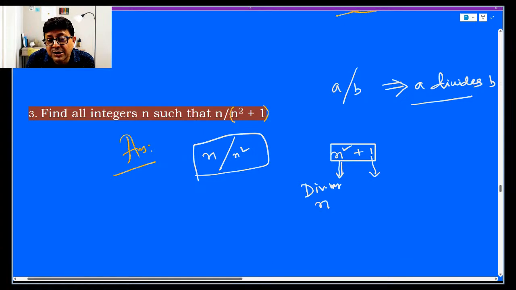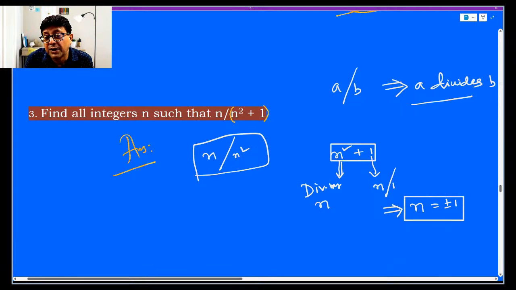This part has to be divisible by n, which means n must divide 1. So what are the integers possible so that n divides 1? This implies that n equals plus 1 or minus 1, because they asked you to calculate all integers. All integers means it can be positive or negative. So n is equal to plus or minus 1. Clear?